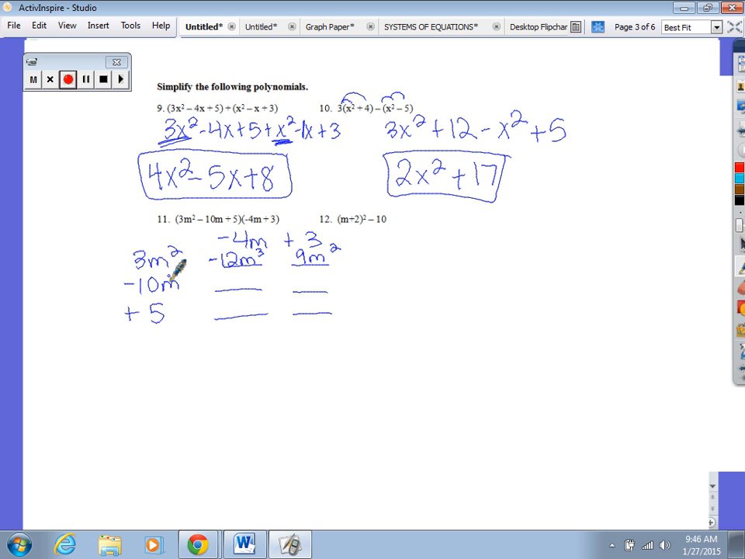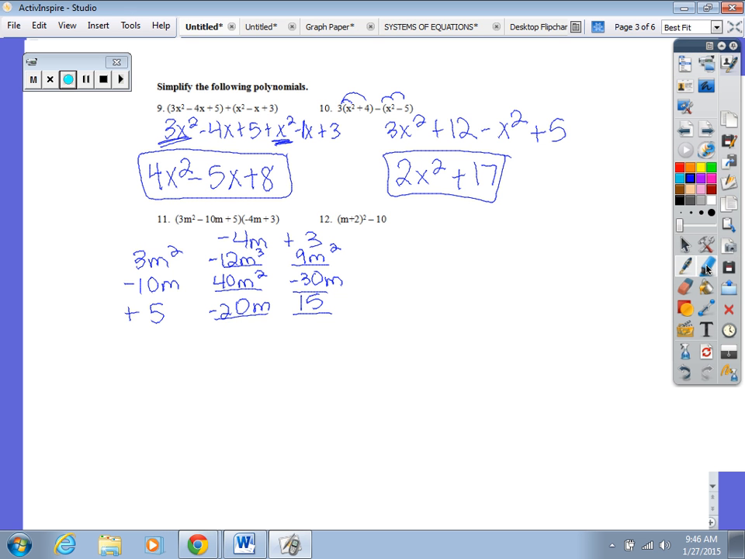What if I do this term with this term? What if I do this guy with this one? Good. What about 5 times negative 4m? And what about 5 and 3? And then what's our last step after we multiply? Who are our like terms?